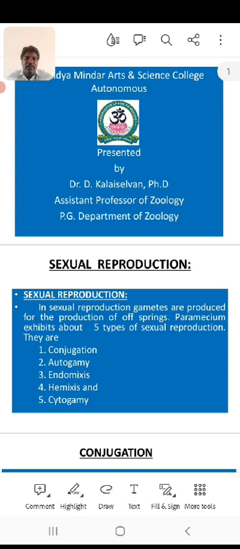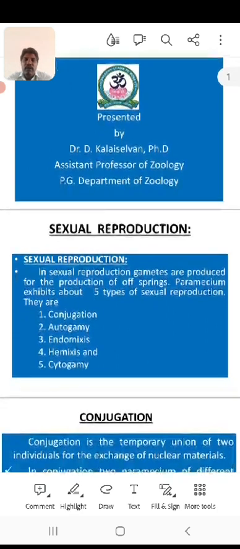Paramecium exhibits five types of sexual reproduction, or five steps are involved in the sexual reproduction of Paramecium. The first one is conjugation, the second is autogamy, the third is endomixis, the fourth is hemimixis, and the fifth is cytogamy.